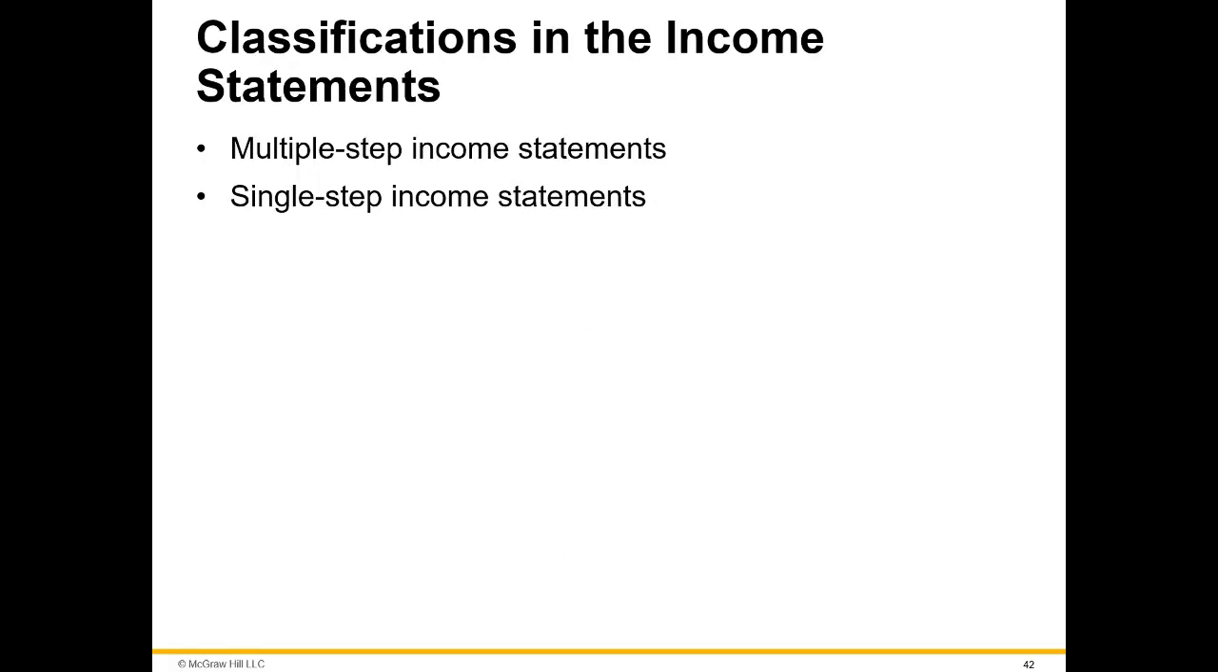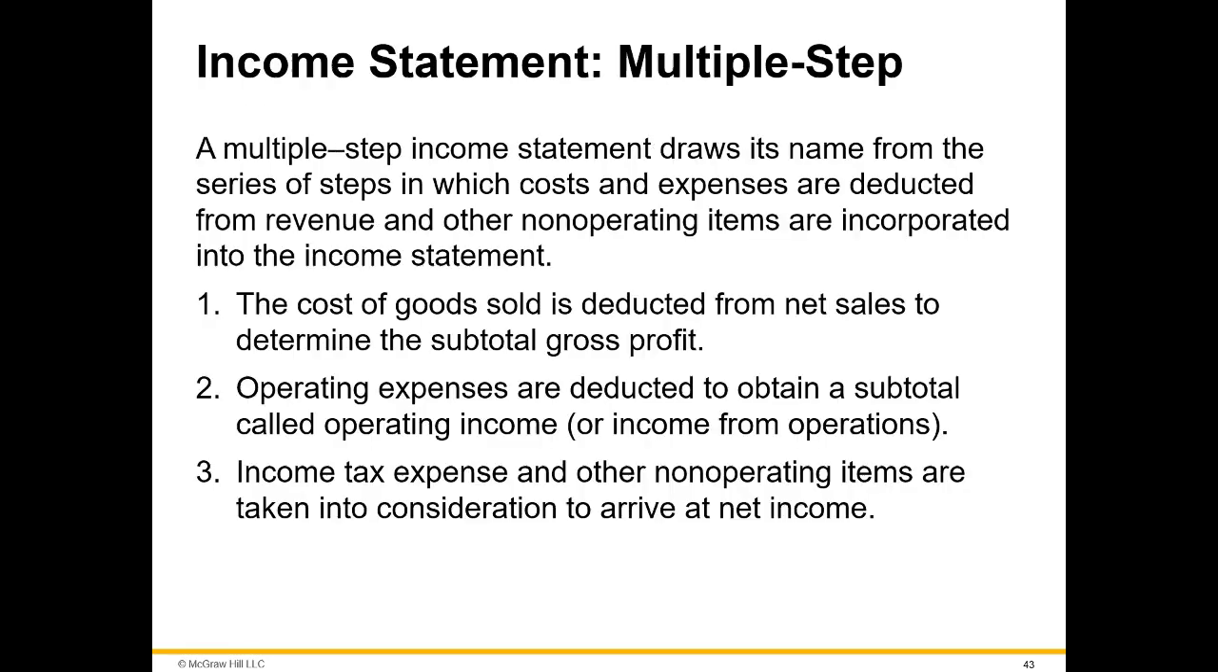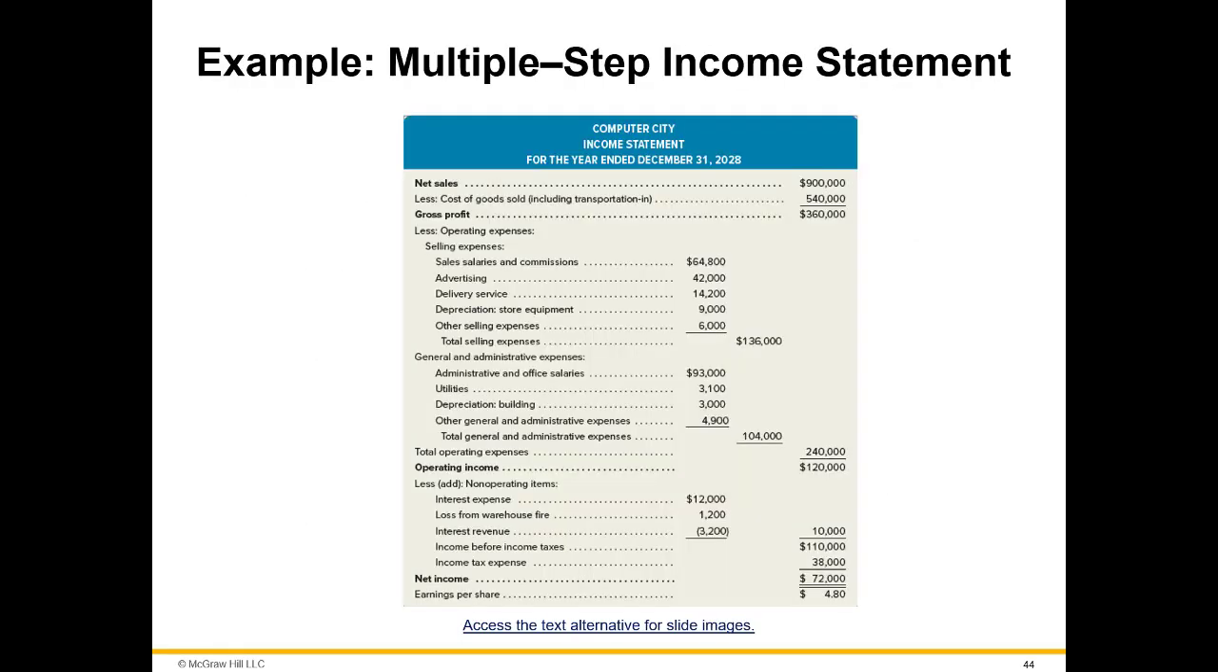Classifications in the income statement, we take it a little bit further. There's a multiple step and a single step. The multiple step essentially takes one step to look at gross profit and then takes operating expenses after that. If you were to look at the income statement here, you're going to see the first step between net sales and gross profit. And then here's the second step all the way down to net income, where it reflects the expenses included in there.